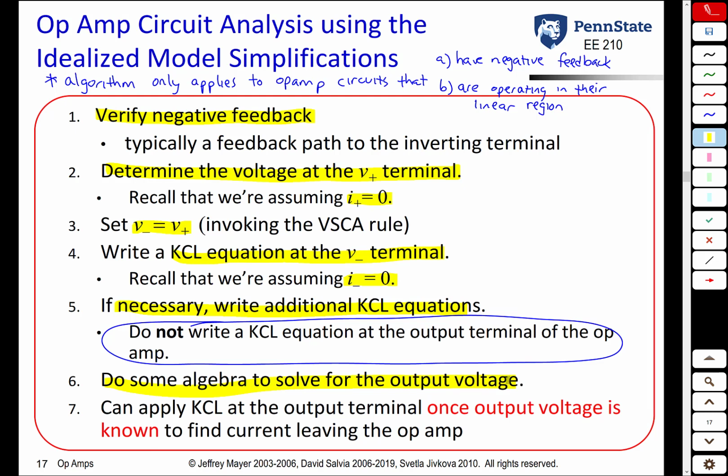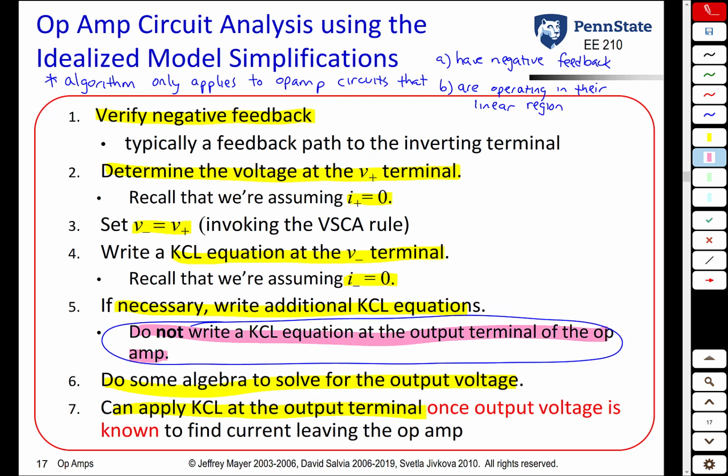Finally, at the very end, if you need to find the current leaving the op-amp, you can apply KCL at the output terminal. You do this only after the voltage is known. So you do not write KCL equations at the output terminal when you're solving for the output voltage, but once you know the output voltage, you can do a KCL equation at that output terminal to find current. And we'll see that in some examples. This algorithm seems a little complicated. Don't worry about it. You're going to see on the next page how absolutely simple it is.